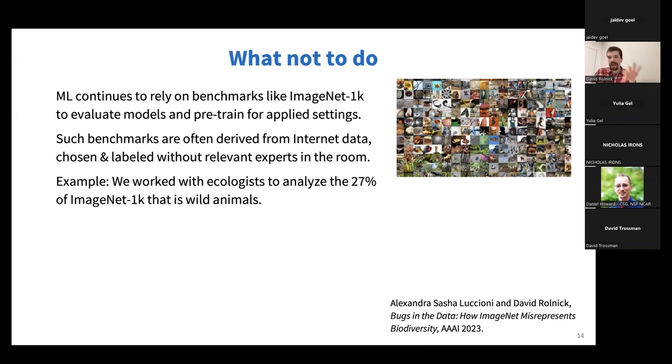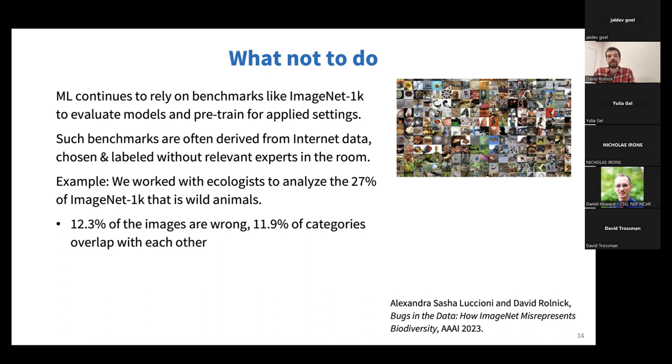And we worked with ecologists, experts in these wild animals, experts in the specific kinds of animals there, to analyze this part of the data set. So we found that in ImageNet 1K, 12.3% of the images are just wrong. They are mislabeled. They are the wrong thing. And 11.9% of the categories are wrong in that they overlap with each other. For example, meerkat and mongoose are two categories, and meerkats are a kind of mongoose, and most of the pictures in both of these categories are meerkats. So basically, you have two categories where any image could be classified in one or the other. This is kind of shocking, given that people compete for a 1% increase in performance on ImageNet, and here we have massive percentages of the images just being wrong.